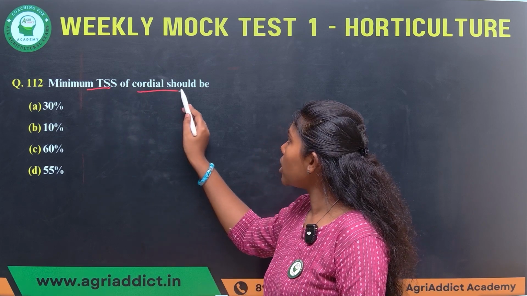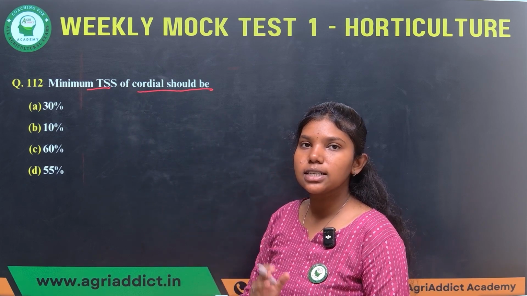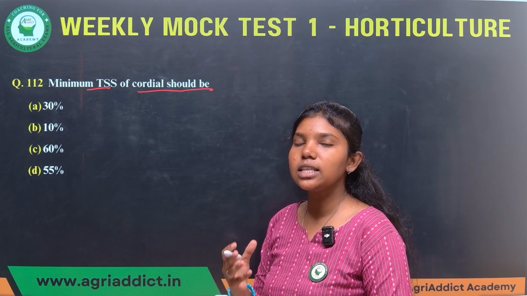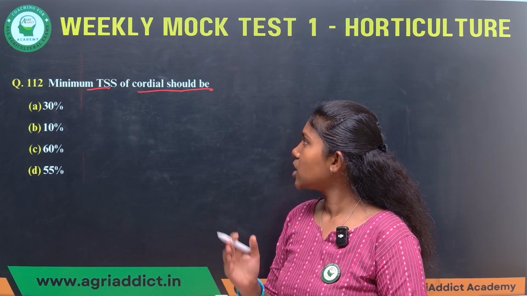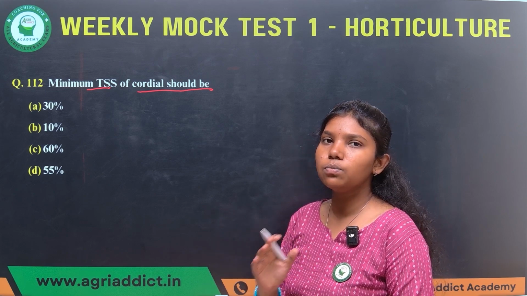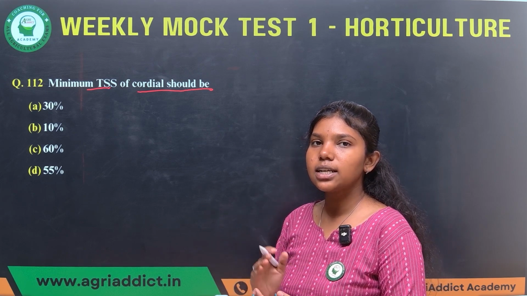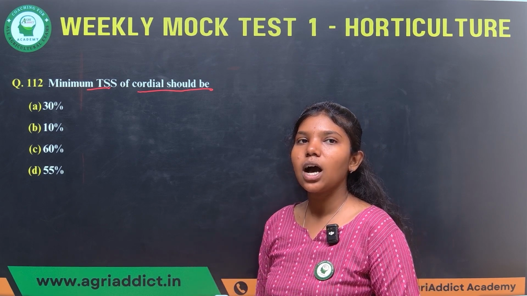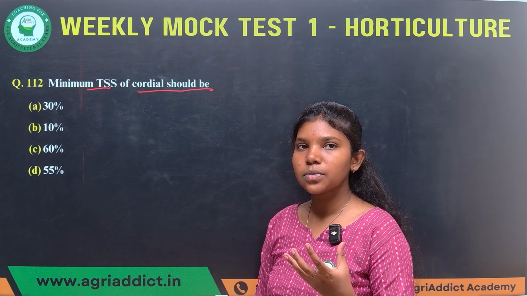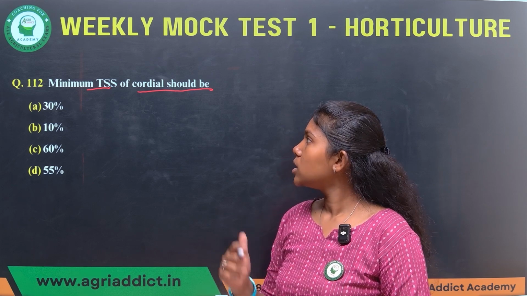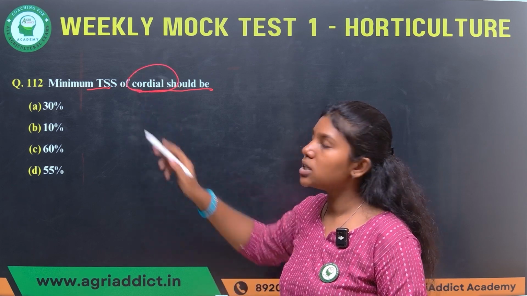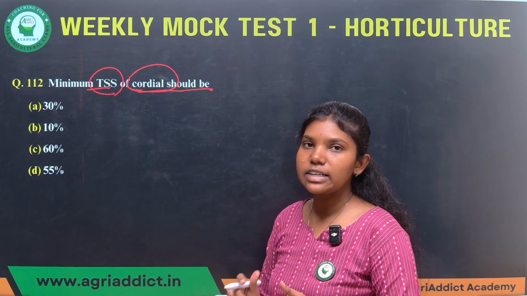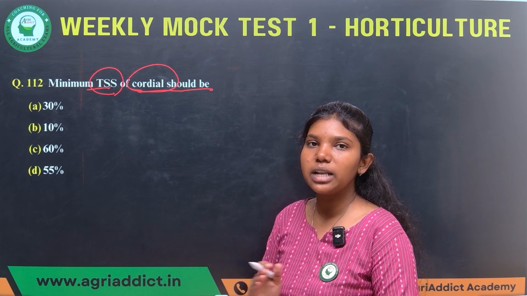Minimum TSS of cordial should be. What is TSS? TSS is total soluble solid, that is the amount of soluble solids present in the cordial. Every food and beverage product has certain standards that it should contain this amount of preservative, this amount of TSS and this amount of fruit part that has been standardized. So for cordial, it should have a minimum percentage of TSS. Only then will it be labeled as cordial.